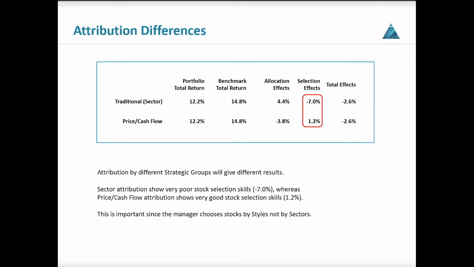A side point on attribution differences. Here you see that I've done an attribution on the same fund twice. If we look at it by sector, we see that the stock selection skill is a negative 7.0%. Yet if we do the attribution on the very same fund by cash flow yield, we see that the stock selection skill is a positive 1.2%. The point here is that when doing attribution, you should do it according to the factors by which the manager is choosing stocks. In this case, it was the cash flow yield because that's part of the manager's description, and not sectors. This manager does not pick stocks by sector.